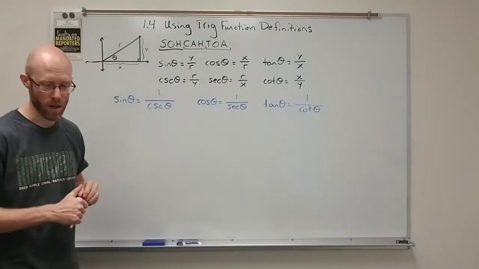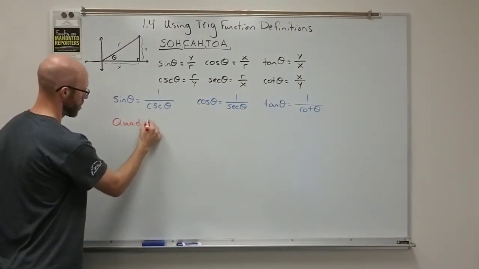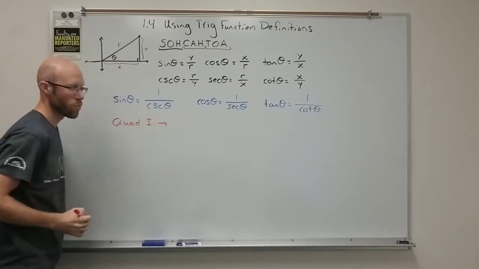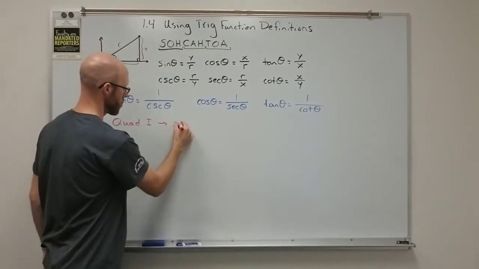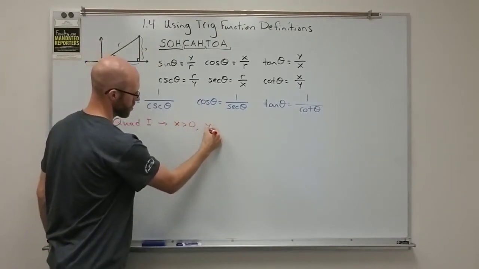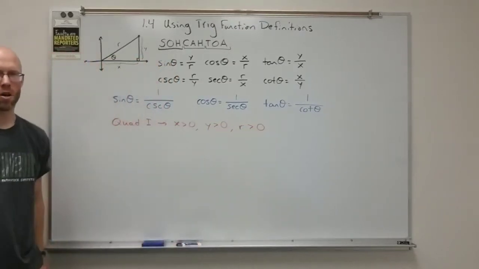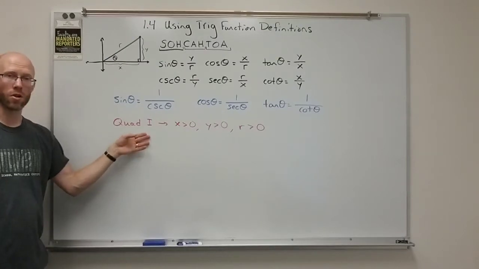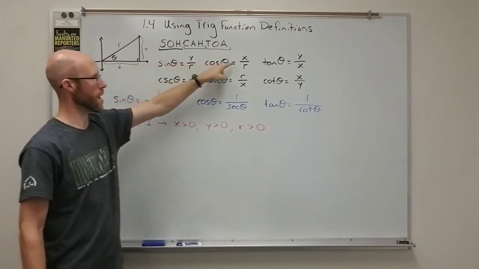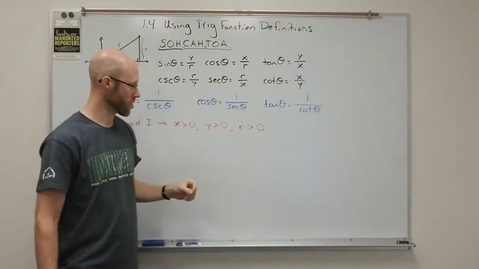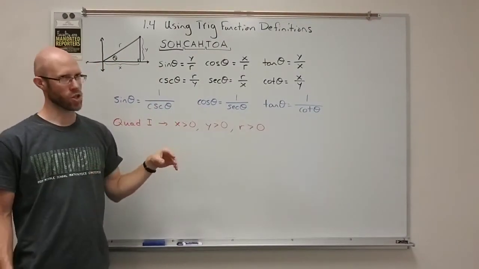And so let me summarize that for just a moment. In quadrant 1, we know in quadrant 1 that all three are positive. So x is positive, greater than 0, y is positive, and r is positive, all of them, okay? Well, as a result, these ratios, and I'm just going to focus on the top 3 for right now because the reciprocal will have the same sign, okay? SIGN.